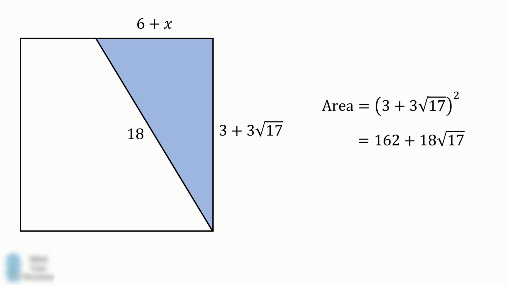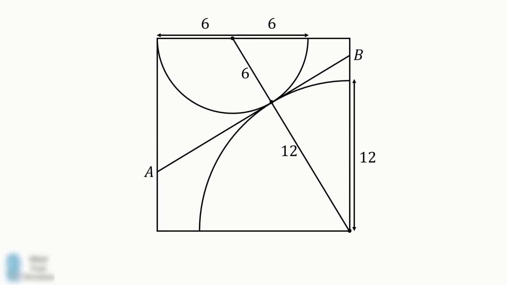We can simplify this and it will be equal to 162 plus 18 times the square root of 17, which is approximately equal to 236.216. And that's part 1 of the question. Let's now solve part 2. We need to solve for the length of AB.